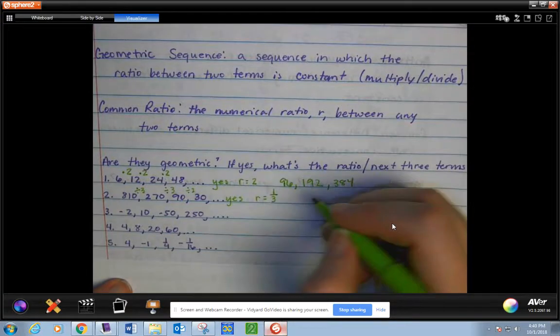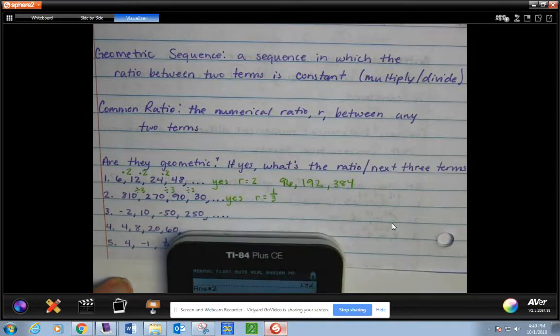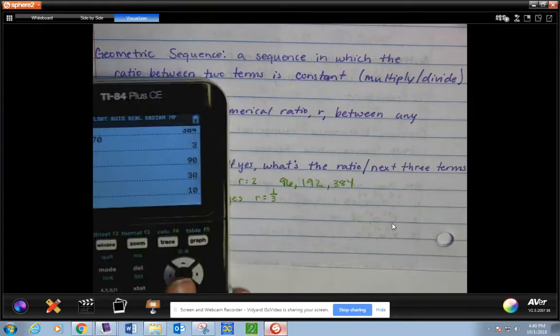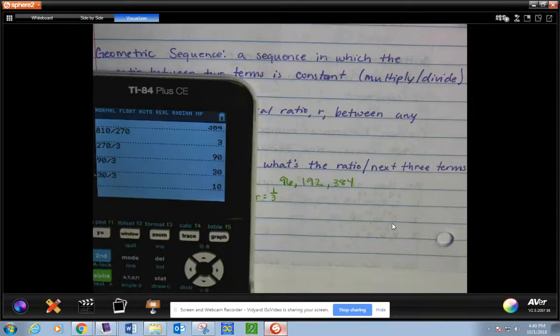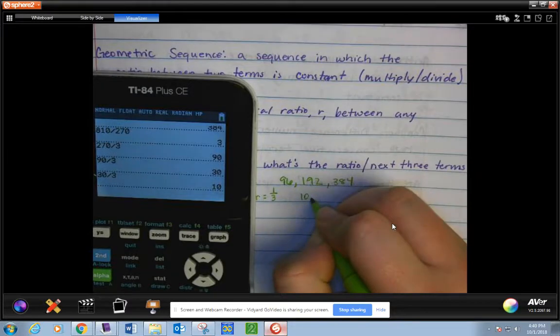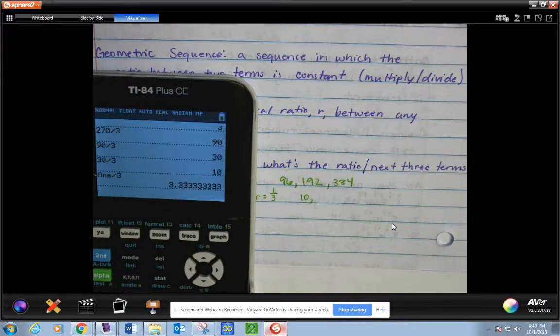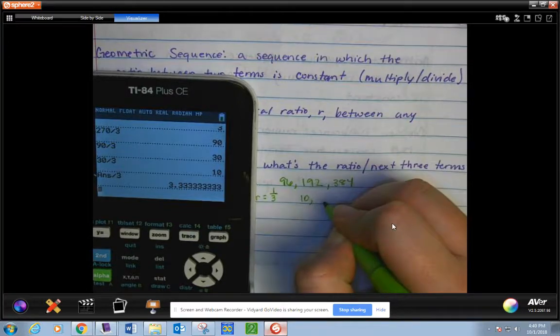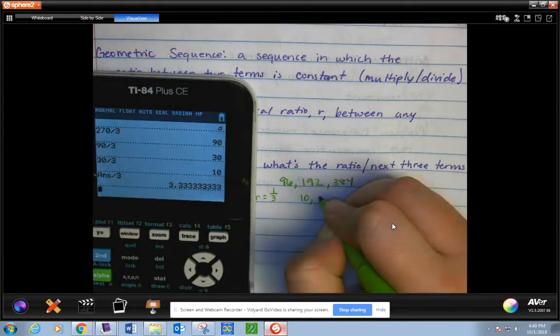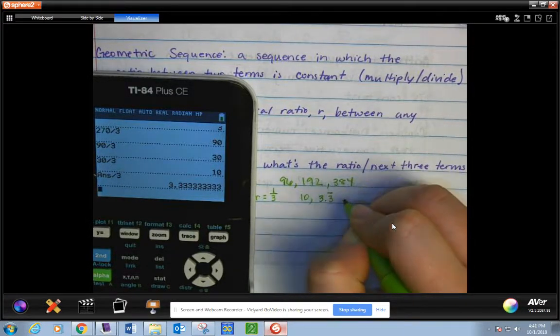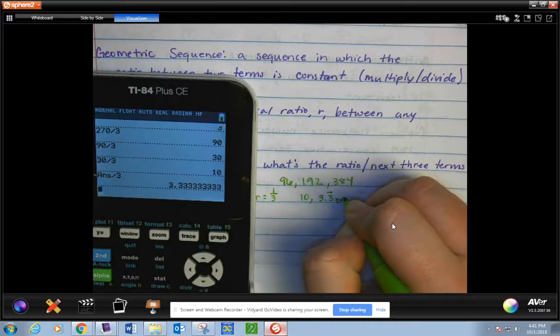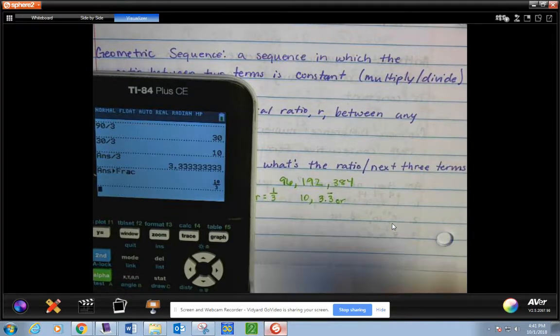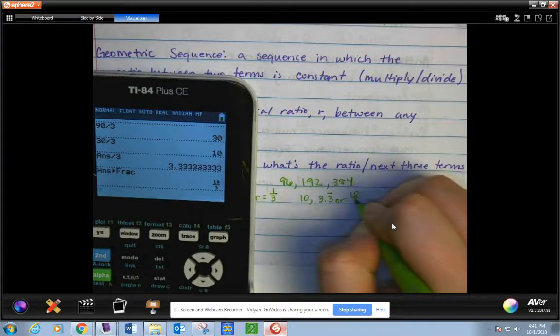So now to finish off my sequence, I'm going to do 30 divided by 3. And 30 divided by 3 gives me 10. I'm going to do 10 divided by 3. And that gives me 3.33333. So I'll give you an option here. You can either write 3.3 repeating, or if you hit math, enter, you can give me 10/3.